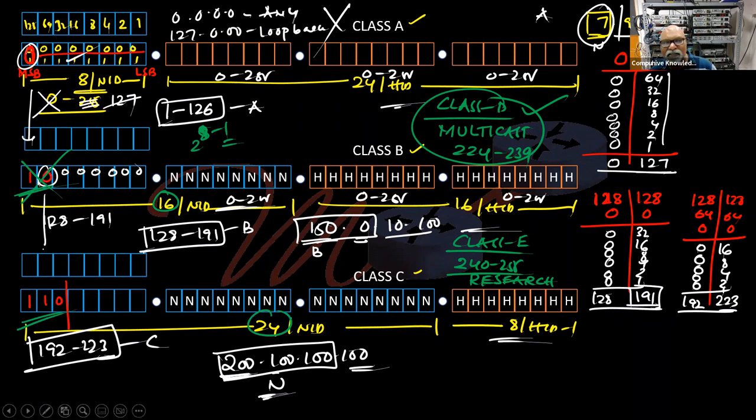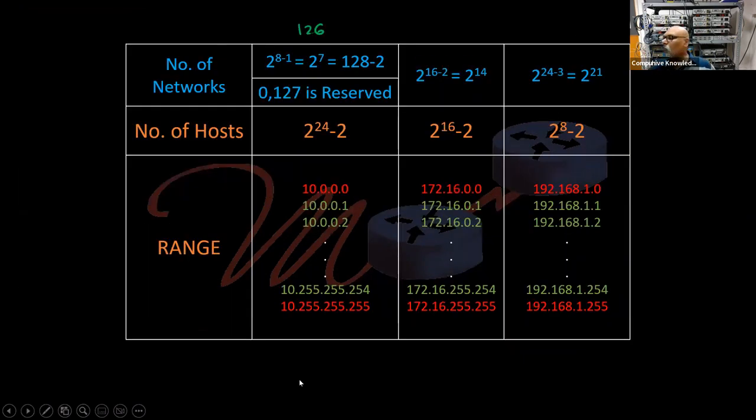Why minus these numbers? Because they are fixed. 1 bit is fixed here, you can't change it to 1. 2 bits are fixed here, 3 bits are fixed here. Is that fine? Here you will get 2 power 14, which means 16,384. 2 power 21 means 20,97,152 or something like that. You don't need to remember them. So how do you get this 16,000?